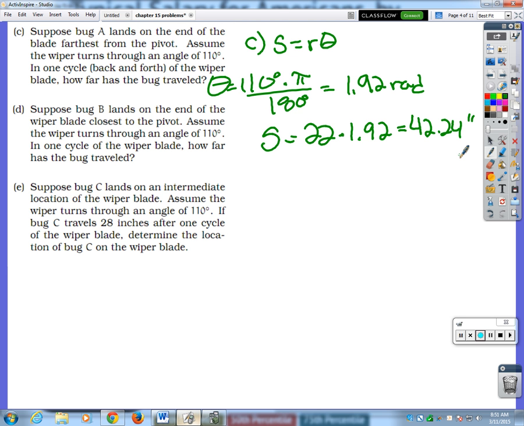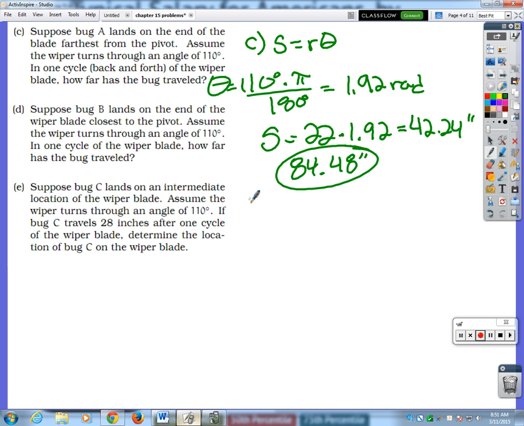But that's only one trip, right? So now they're going to go back, because it says one complete cycle, so we need to take that times 2, which will be 84.48. Okay?